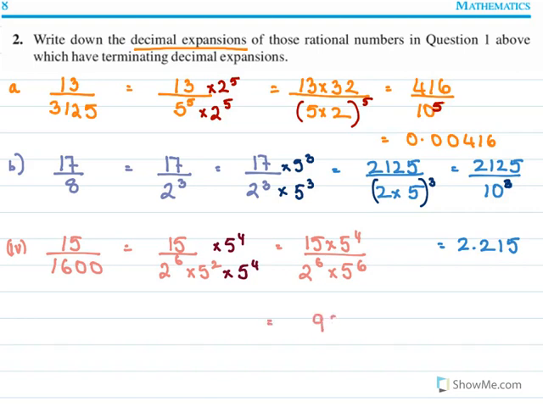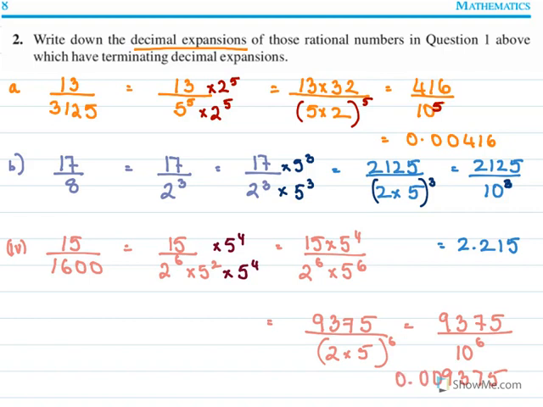So this is 9375. 2 into 5 raised to 6, that is 9375 over 10 raised to 6. It's raised to 6, so it will have 6 decimal places. So 0.009375, and 1, 2. So this will be its decimal expansion with 6 decimal places. 1, 2, 3, 4, 5, 6, because it is 6 here.